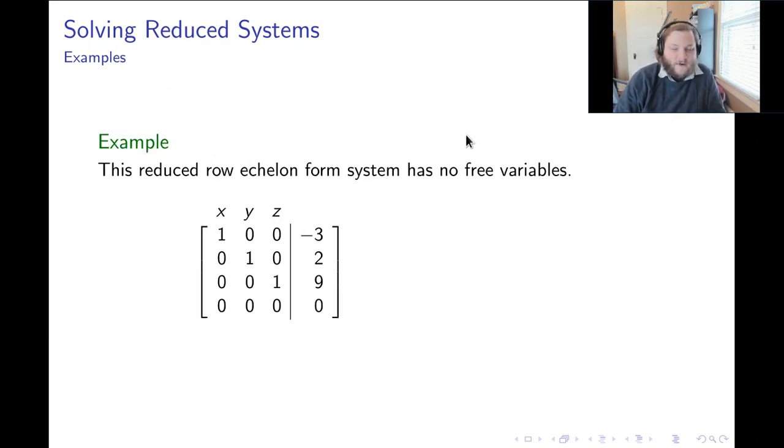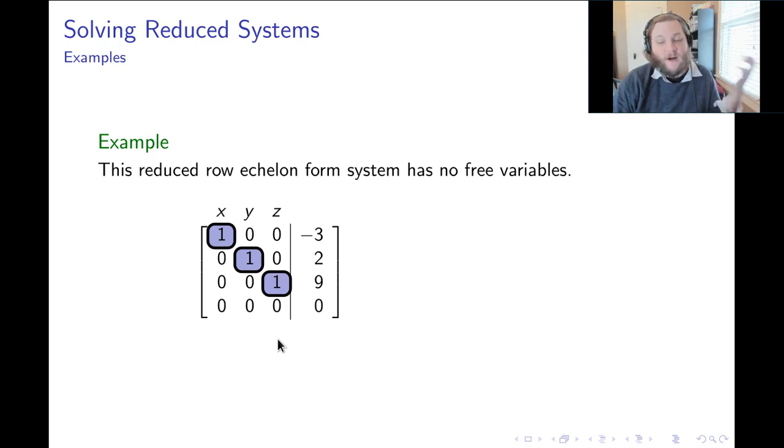Let's look at another example. So this one's consistent at the other end of the spectrum. Here we have a reduced row echelon form system, but there are no free variables. So we have pivots in all three of the variable columns. So every variable in this system is dependent, and in fact the equations here are actually quite simple.